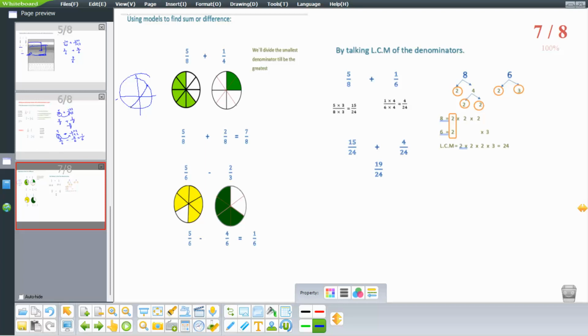So we make one line like this and one more like this. Now how many parts? 8, like this. 8 parts, with a line and a line. Okay, so it will be 8. 1, 2, 3, 4, 5, 6, 7, 8.